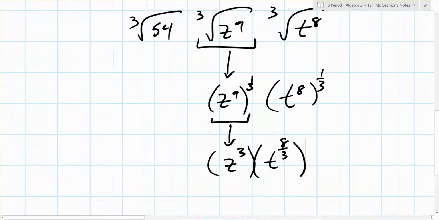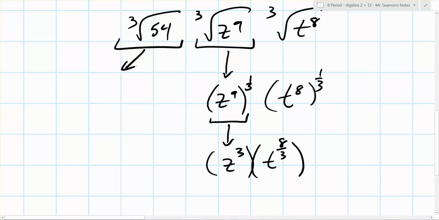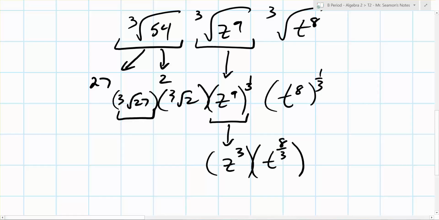Now you have to actually work on this. So what should you do with 54? What are you looking for as a factor of 54? A perfect what? A perfect cube. So that's actually 27 times what? Times 2. Oh, not 3. Times 2. So this is the same thing as writing the cube root of 27 times the cube root of 2. What is the cube root of 27? 3 times the cube root of 2.